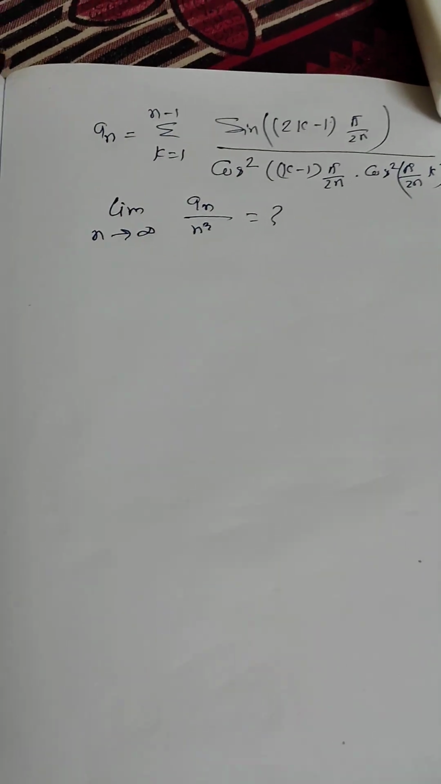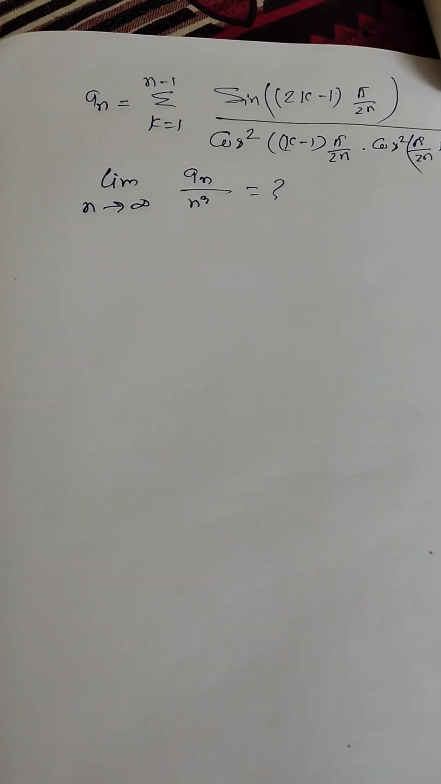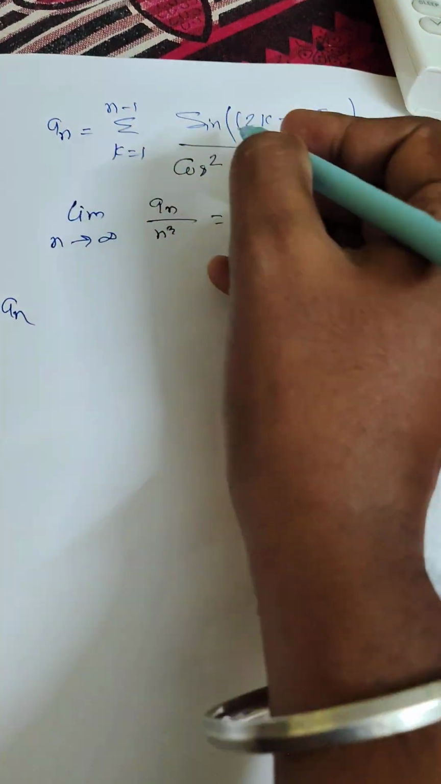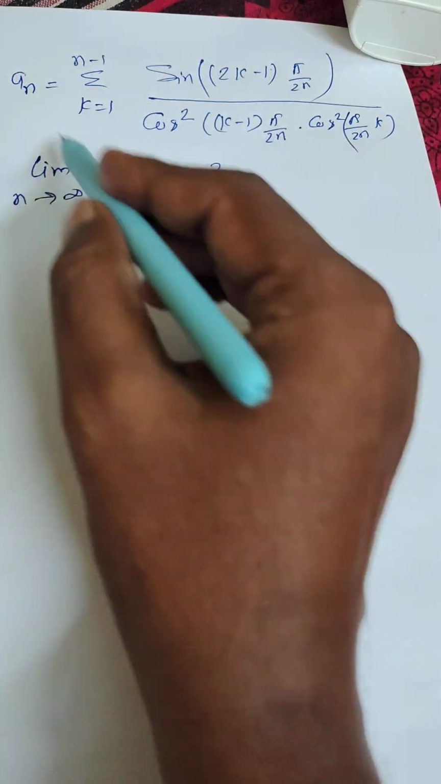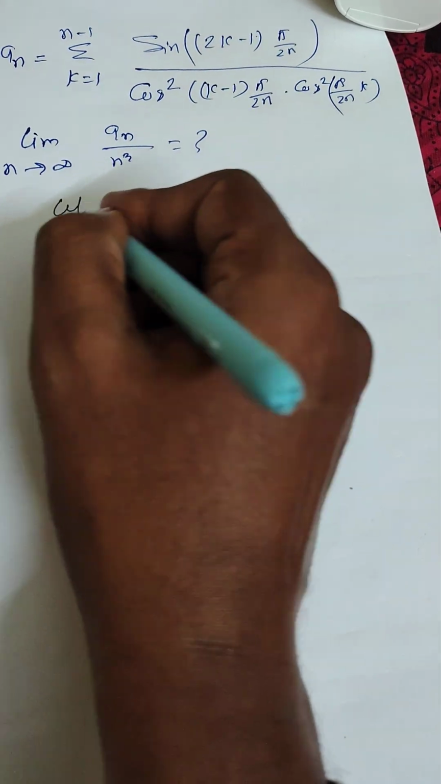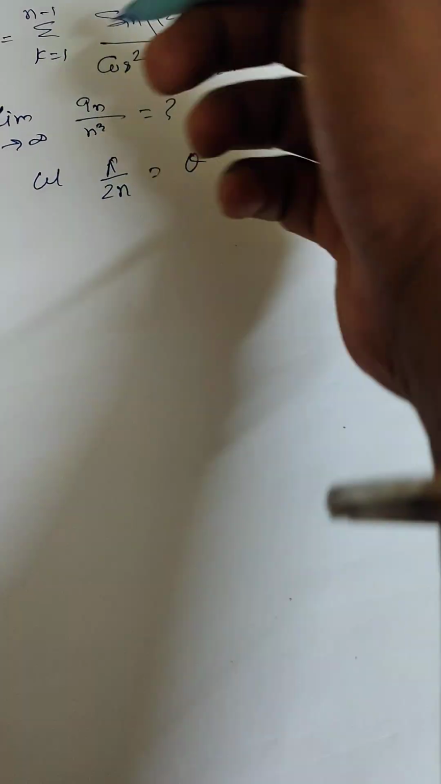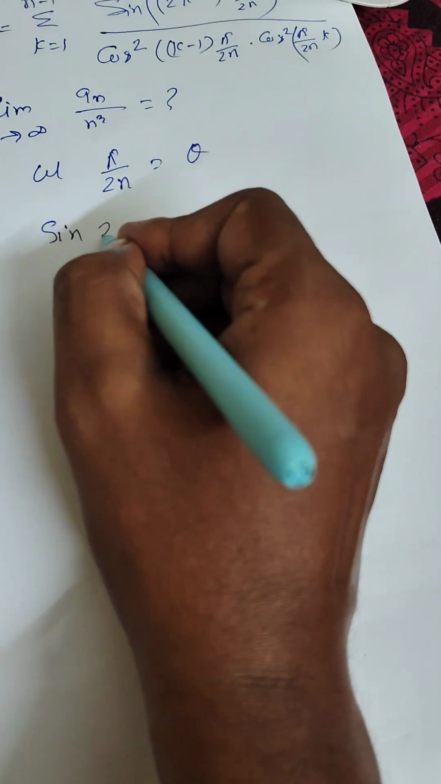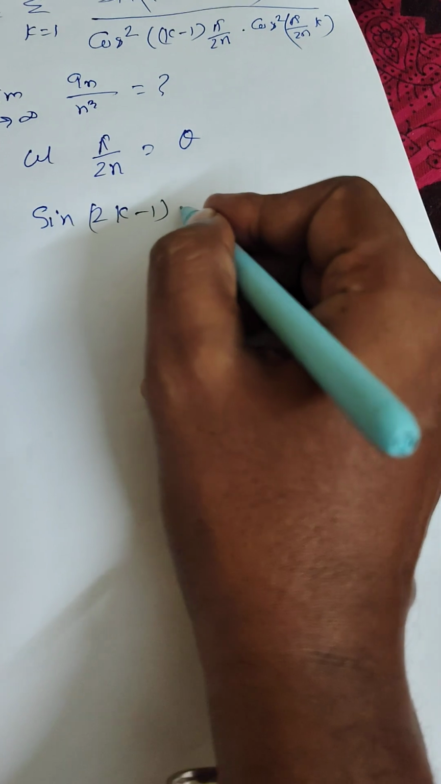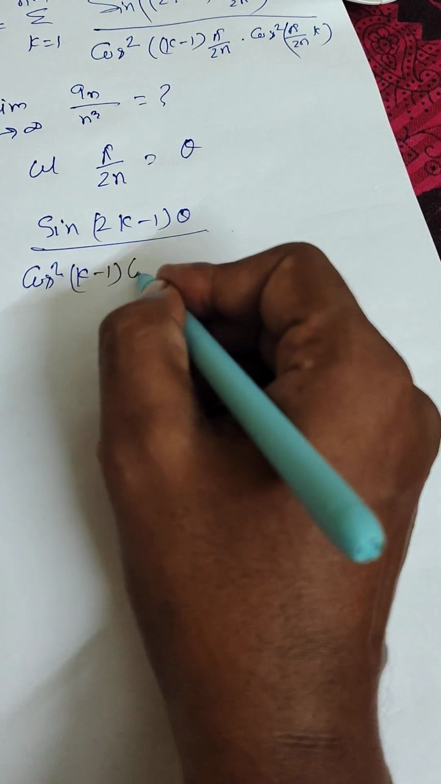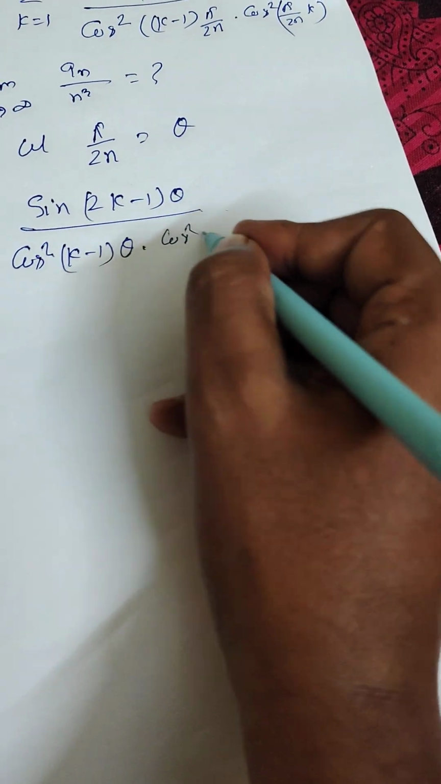The question is easy, not tough, but lengthy. Some applications apply. So I start with this a_n. First I simplify this. Let pi by 2n be equal to theta. So now what value do you get? sin((2k minus 1) theta) by cos square((k minus 1) theta) into cos square(k theta). This is the term.